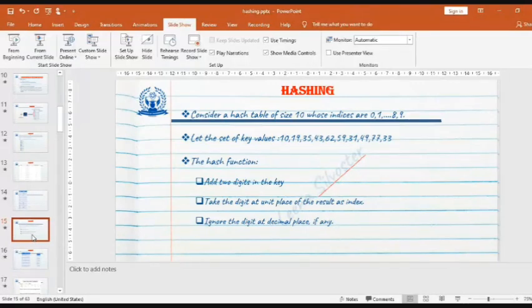Okay, the hash function is to add the two digits in the key. So we have key values with two digits, and our hash function is to add the digits in the key. Take the digit at the unit place of the result as the index. First we add the digits, then we take the unit place and ignore the digit at the decimal place. So the index is the sum of the two digits in the key, taking its unit place.